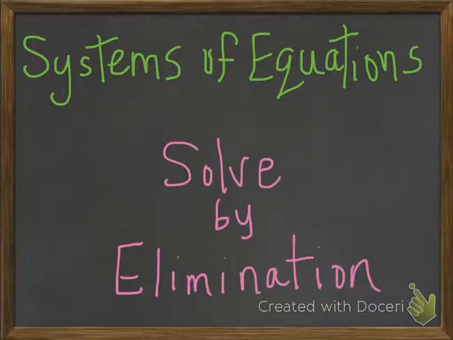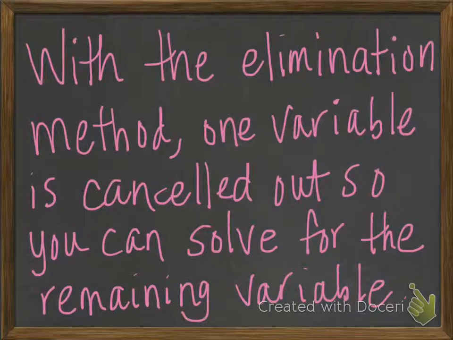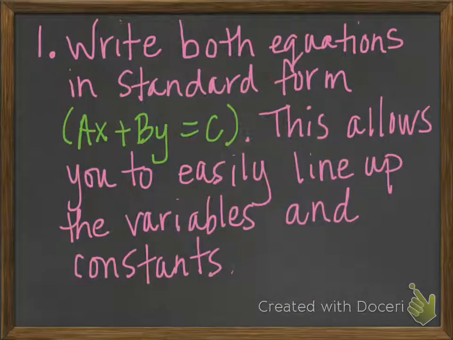Okay, here's a quick refresher on systems of equations solving by elimination. With the elimination method, one variable is canceled out so you can solve for the remaining variable. So your first step is to write both equations in standard form, which is ax plus by equals c. This allows you to easily line up the variables and constants.